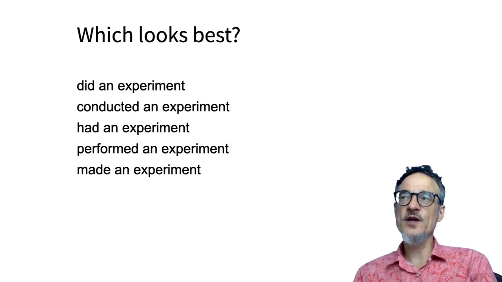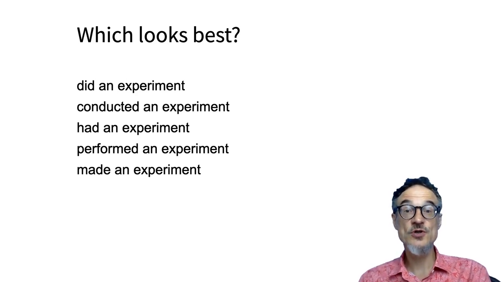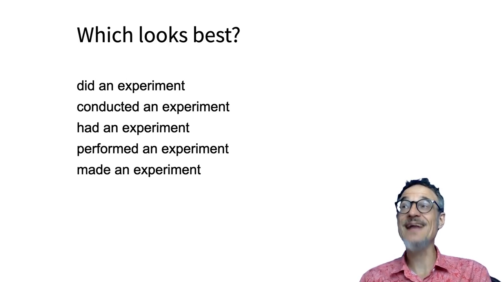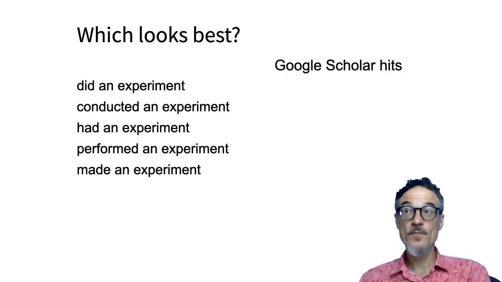Just for example, we can look at these: an experiment. Which of these do you think is most common? Did an experiment, conducted an experiment, had an experiment, performed an experiment, made an experiment? Which do you think look best? I've searched on Google Scholar, and these are the number of hits for each one.